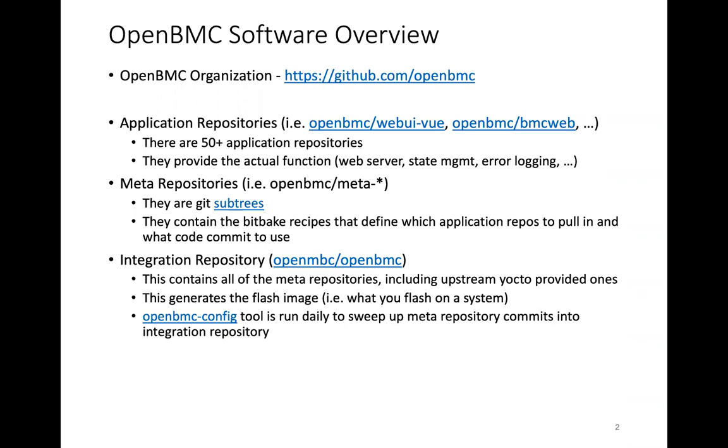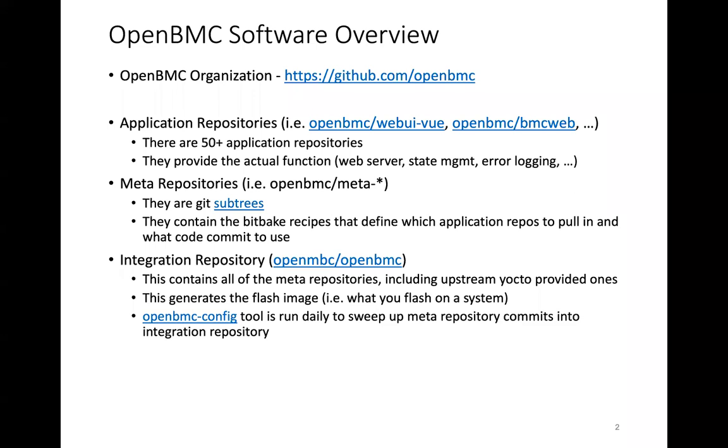three areas. So the first is our application repositories. This is where the actual function is. It's a lot of C++ code. It has makefiles that are Meson or CMake or AutoMake based. Your web server, your state management, your error logging, all of that type of stuff. So that's what we fit under what we call our application repositories.